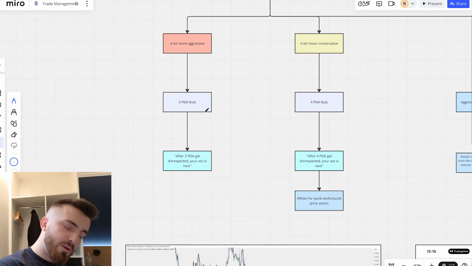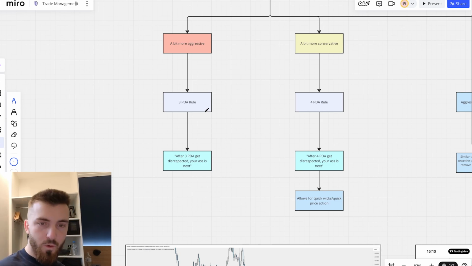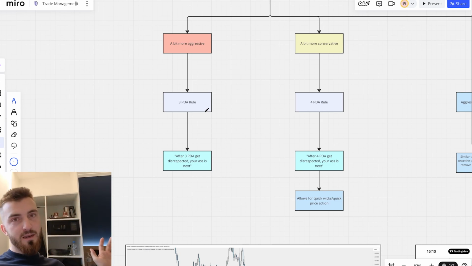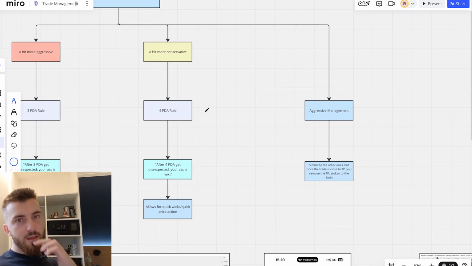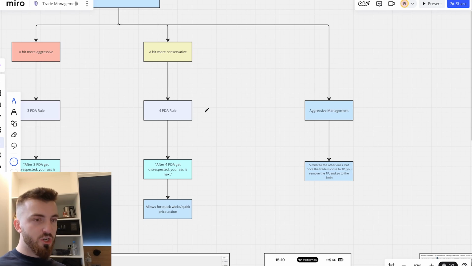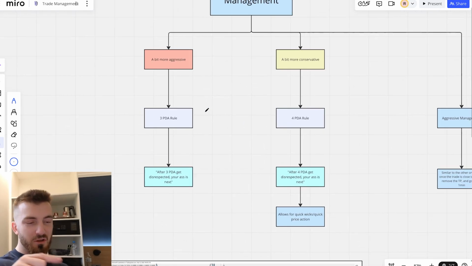So that is really that. I think this one is easy to understand. It's like count 3 PD arrays, one time frame above of where you entered, or count 4. It's as simple as that. Do not overcomplicate trade management. Seriously, the idea of the bootcamp is that everyone does not know how to teach because they overcomplicate things. Okay? They're like, oh no, look at this and then this and then this. And it's like, no, make it simple. 3 PD arrays or 4 PD arrays.